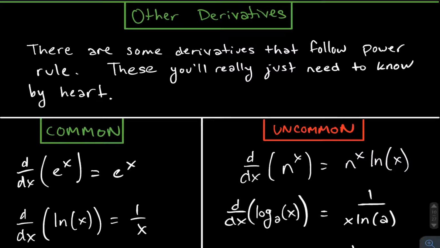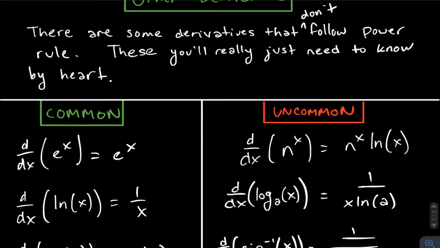There are some derivatives that, I forgot to say, don't follow the power rule, or they have their own rule. Just like for x to the n, that's where the power rule comes in. But what if we don't have x to the n? What if we have e to the x? Or what if we have natural log of x? We don't use the power rule for that necessarily, so they have their own derivatives.